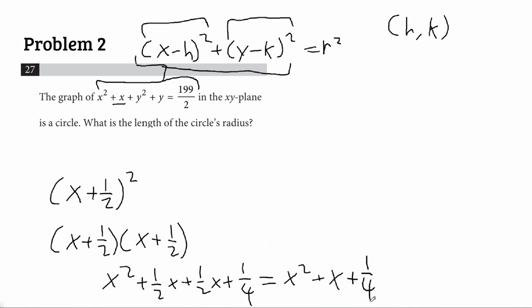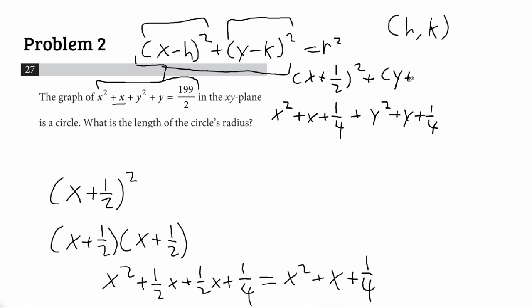Now it's going to be the same thing with the y's here. So let me write out this new equation here. We now have x squared plus x plus 1/4, and just doing the same thing with the y's, exactly the same process. And luckily in this equation we have the same numbers. They could be different between x and y, but in this case they are the same. So then we'll have plus y squared plus y plus 1/4. And then remember, this is all coming from x plus 1/2 squared, and then plus y plus 1/2 squared.